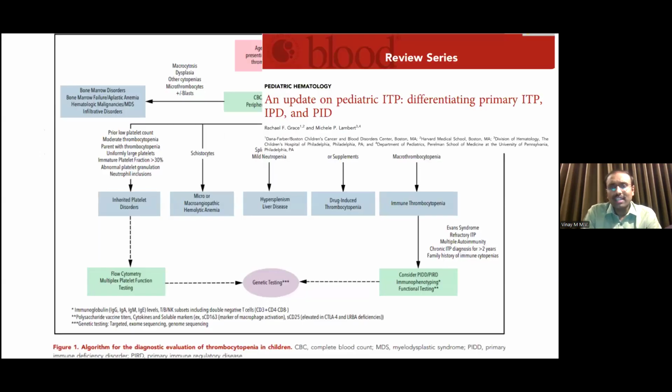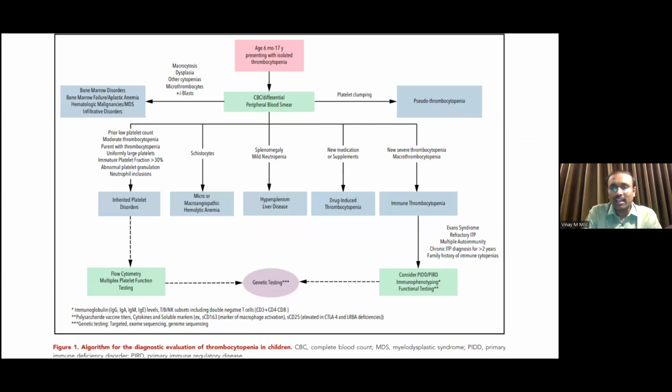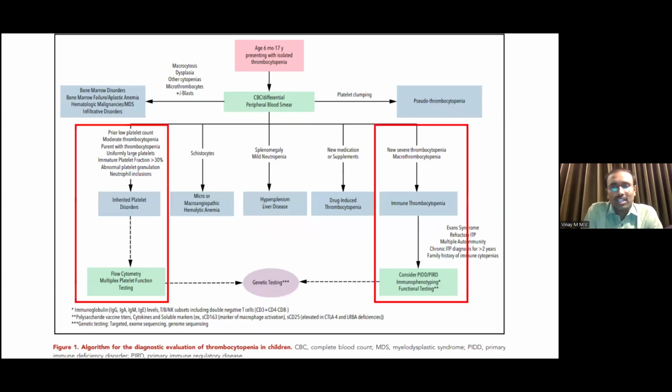So this is a recent review series in ASH, which talks about an update in ITP, at the same time differentiating it from inherited platelet disorders or primary immunodeficiency disorders which present with thrombocytopenia. This is a very good article, and I would ask all the residents to read it. It provides a very good algorithm for evaluation of thrombocytopenia.